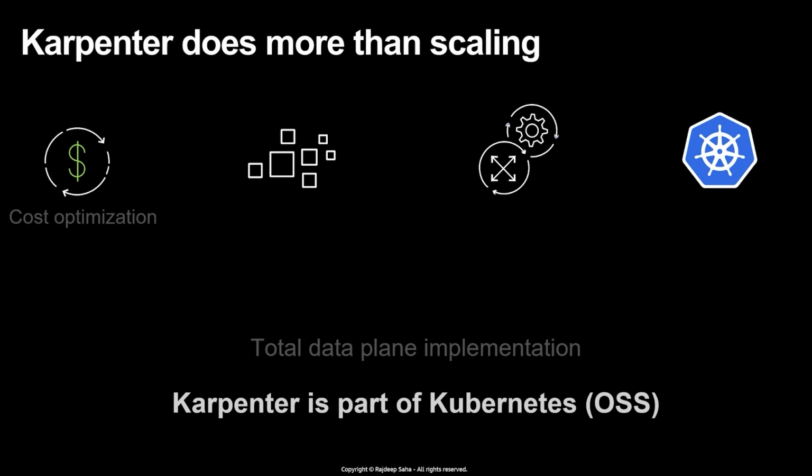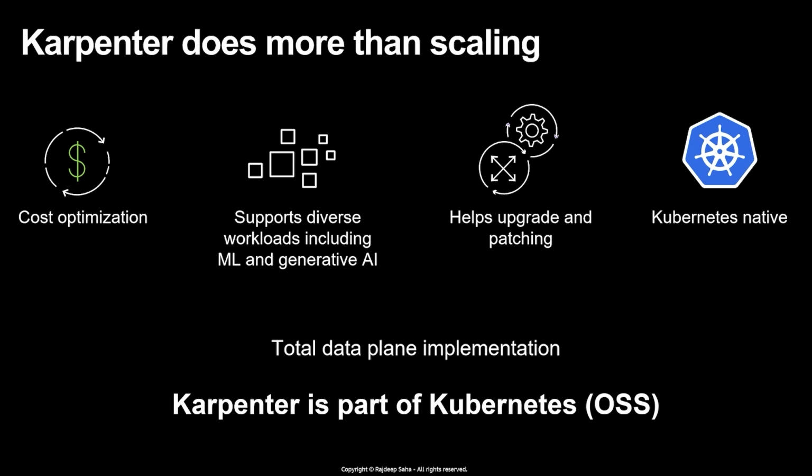So scaling is the bread and butter of Karpenter. But Karpenter does more than scaling. Karpenter helps in optimizing cost. Karpenter supports diverse workloads, including machine learning and generative AI workloads. Karpenter helps with upgrades and patching, and Karpenter is Kubernetes native. And don't worry, we are going to go through each of these points in more detail in the upcoming lectures.